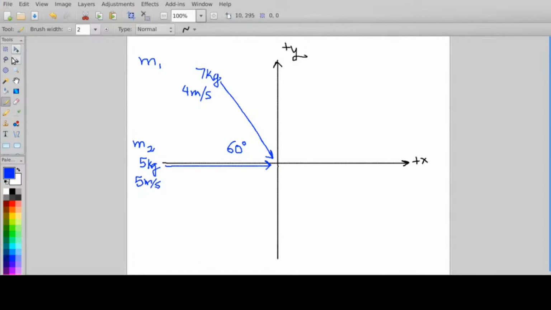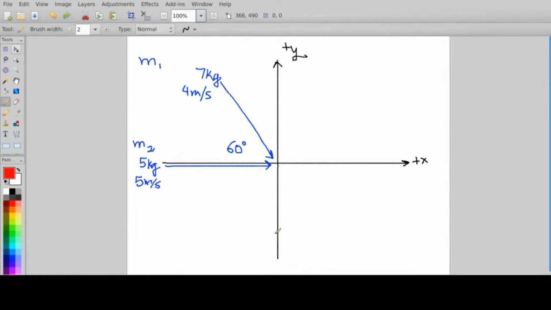Okay, let me just make sure I saved that. I did. Okay, this is the easiest one, so we're going to look at this one first. And the reason that one's easy is because that velocity is purely along the x direction. So there is no y component to it at all. Okay, so Vx is going to be 5 meters per second. Vy for that one is going to be 0.